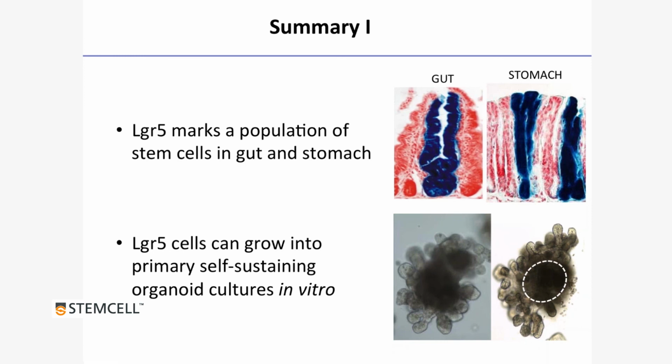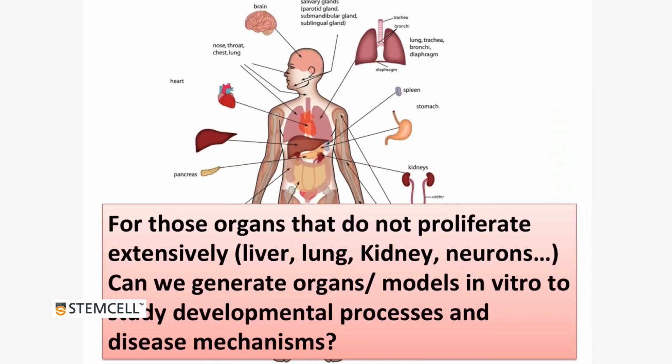So the next question was very clear. What happens to all these other organs that do not proliferate extensively, like the intestine or the stomach? What happens to organs like the liver, lung, or pancreas, which do not proliferate? Can we also generate models in vitro to study either development or disease mechanisms?